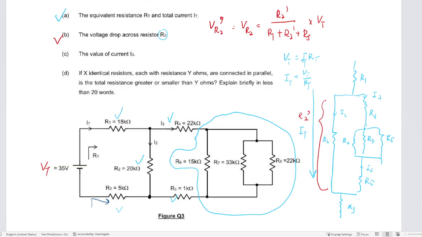Okay, third question. Change the color to green. Okay, I3 over here. For I3, you need to find the opposite branch. Okay, R2 prime is the summary of this whole branch, right? This is R2 prime.